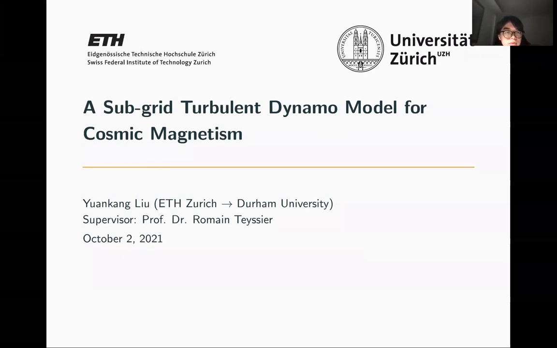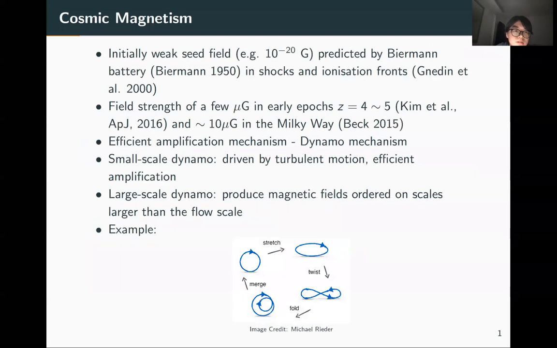Today, I'm going to present a subgrid turbulent dynamo model for cosmic magnetism. But first, let me say a few words about cosmic magnetism. The initially weak magnetic field is predicted by Biermann battery theory in shocks and ionization fronts. The typical strength is about 10 to the minus 20 Gauss.